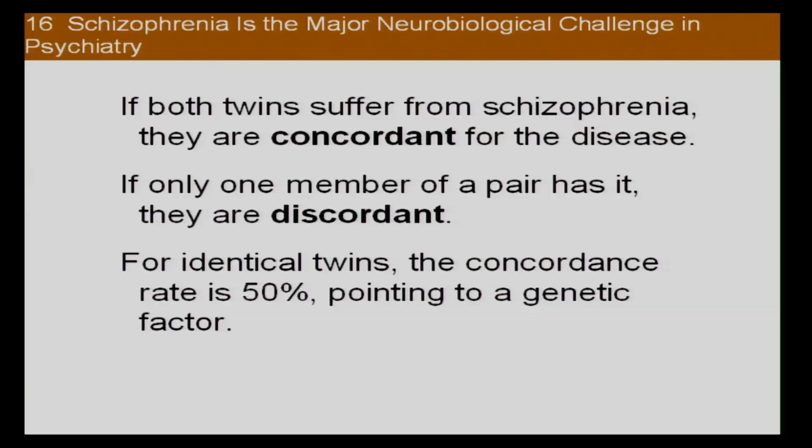And you could ask whether the twins are concordant for the disease, meaning they both have the disease. Let's say we're talking about monozygotic twins. If one of the monozygotic twins has the disease and the other does not, it's called discordant. For identical twins, the concordance rate is 50%. That's a huge proportion. So if you are a monozygotic twin and your other twin has schizophrenia, you have a 50% chance of also developing the disease.